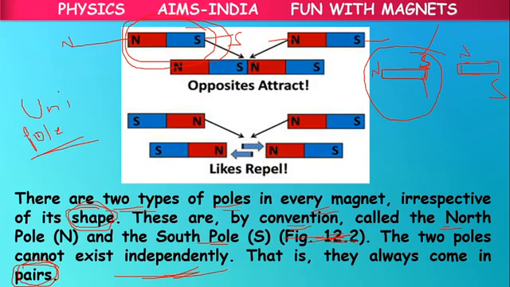So what is a pole? The place where the maximum attraction power of the magnet is located, that part is called a pole. Where is it located? At the ends of the magnet.